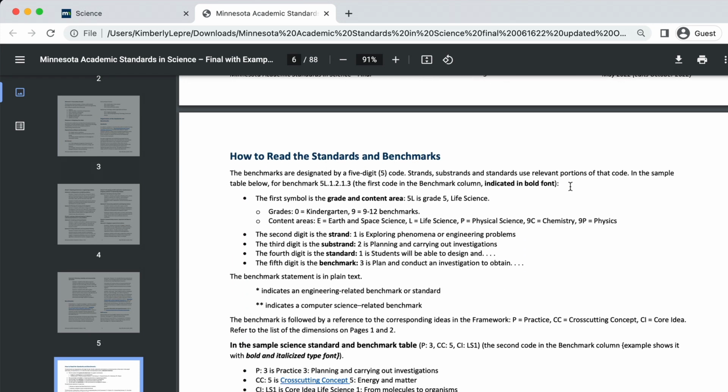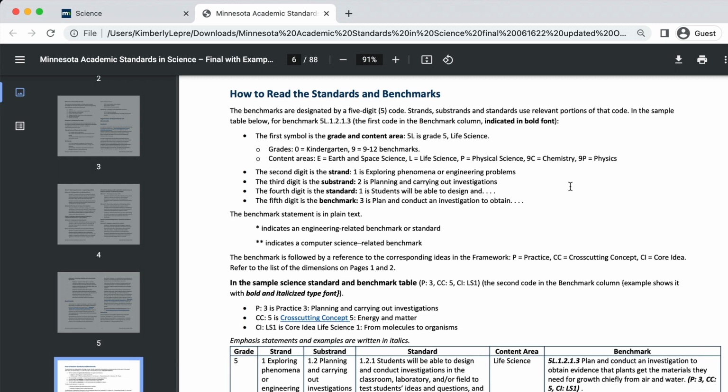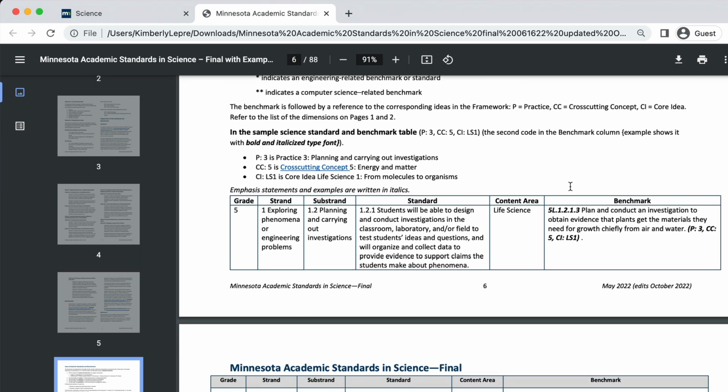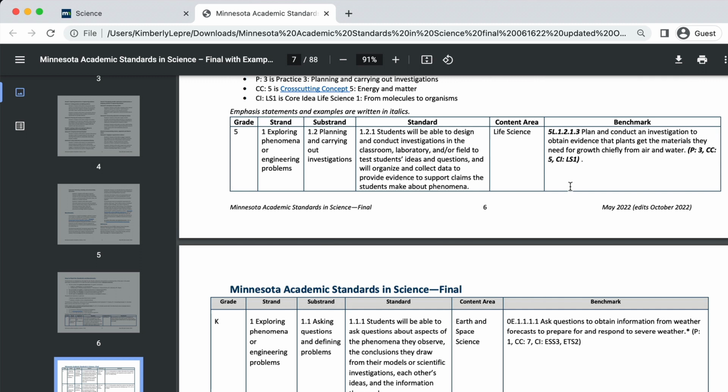And I'm looking through that, and it says how to read the standards and benchmarks. Now this one is important. If you're listening on the podcast, there are multiple numbers for each benchmark. It would be like 5, which is the grade, 1.2.1.3. So they have strand, substrand, standard, and benchmark. And then they also have a letter, like E for earth and space science, L for life science, P for physical science, 9C for chemistry, and 9P for physics. Here they have an example for grade 5. They have the strand, the substrand, the standard, and then the benchmark. And the number comes out to 5L.1.2.1.3.